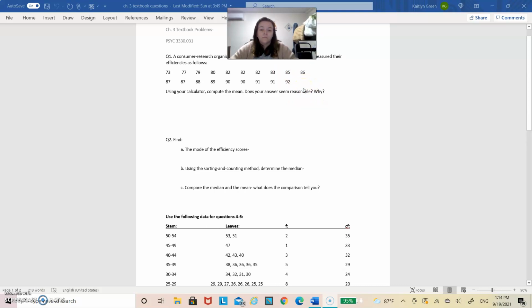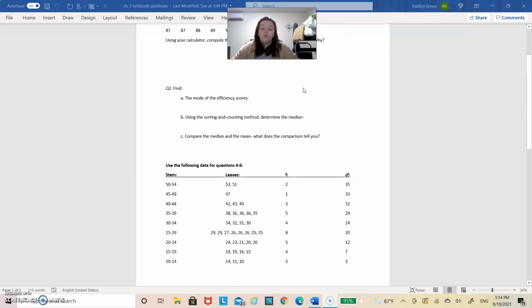Whenever we go and look at our data, we can find that 86 right here is going to be the median. Then part C says, compare the median and the mean. And what does this comparison tell you? As I mentioned before, our mean is 84.95, and our median is 86. So there are 2 different values, which means that the distribution is not going to be normally distributed. And because the mean is less than the median, we are going to get a negatively skewed graph, which is what comparing the mean and the median tells us.